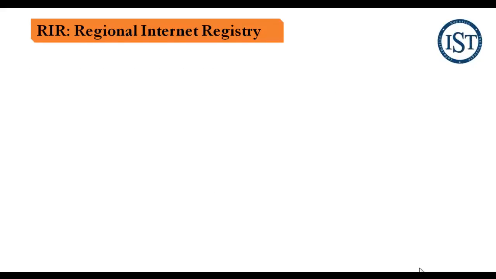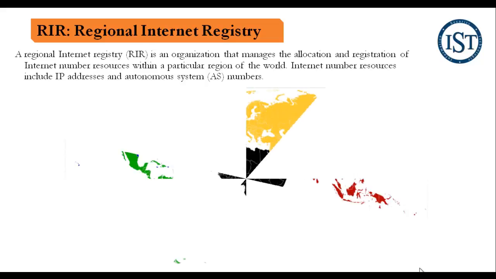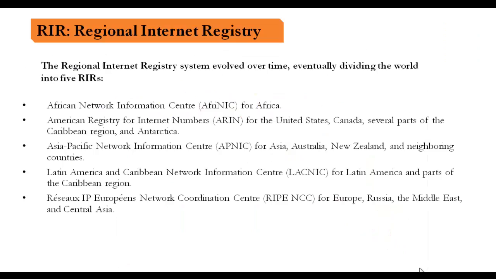And the next one is RIR, which stands for Regional Internet Registry. To reduce the difficulties in organizing the above functions, which we have discussed in the previous slides, an organization called RIR has evolved that manages the allocation and registration of IP addresses and autonomous system numbers within a particular region of the world. Currently we have 5 RIRs all across the globe, which are AFRINIC, APNIC, ARIN, LACNIC and RIPE-NCC. Let us see what they are.